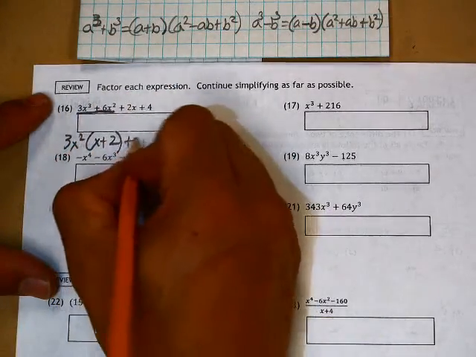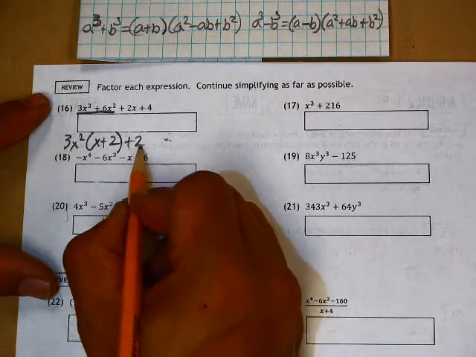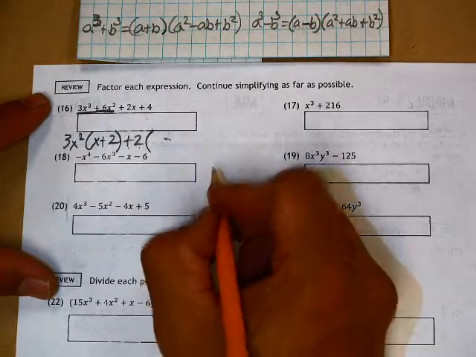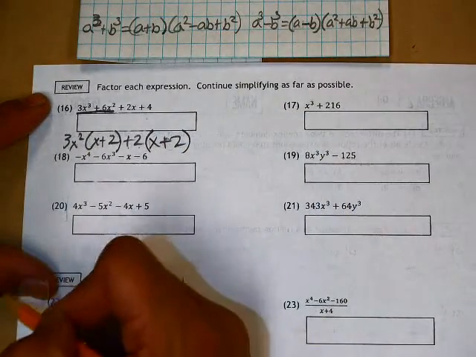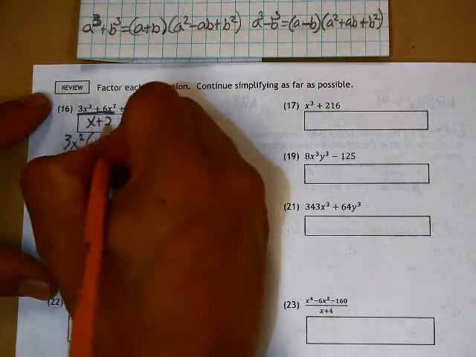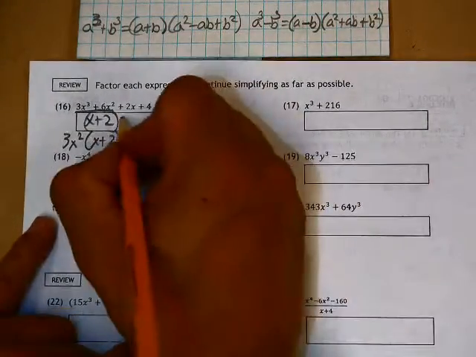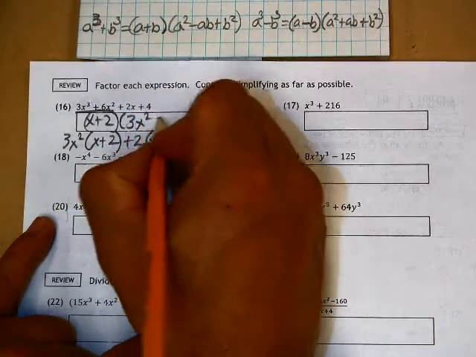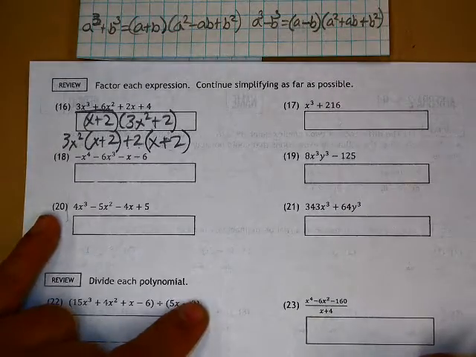What can I take out of there? A positive 2. Please notice that you write a plus or a minus sign in front of this number. Don't just write it as a number. X plus 2. These two are a perfect match. So just like in real life, the two people who are a perfect match become one. And then you're left with, I don't know, the bridesmaids and the groomsmen. Okay, there you go. There's your factor on that one.